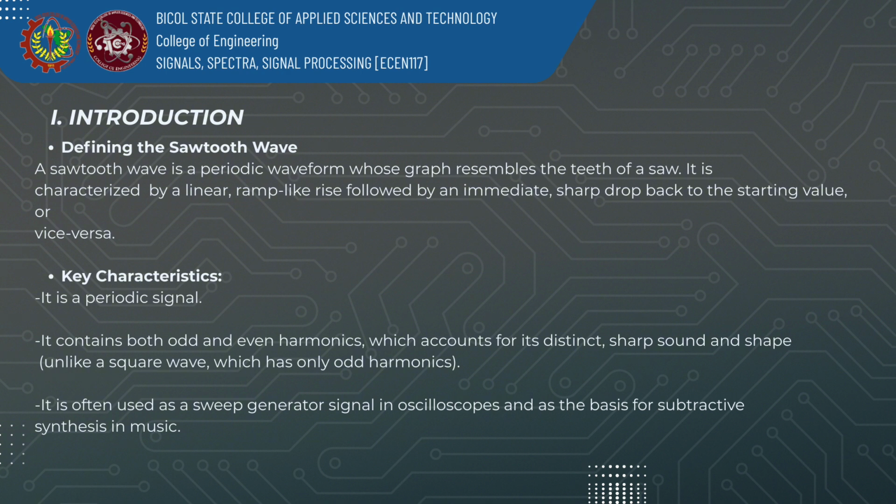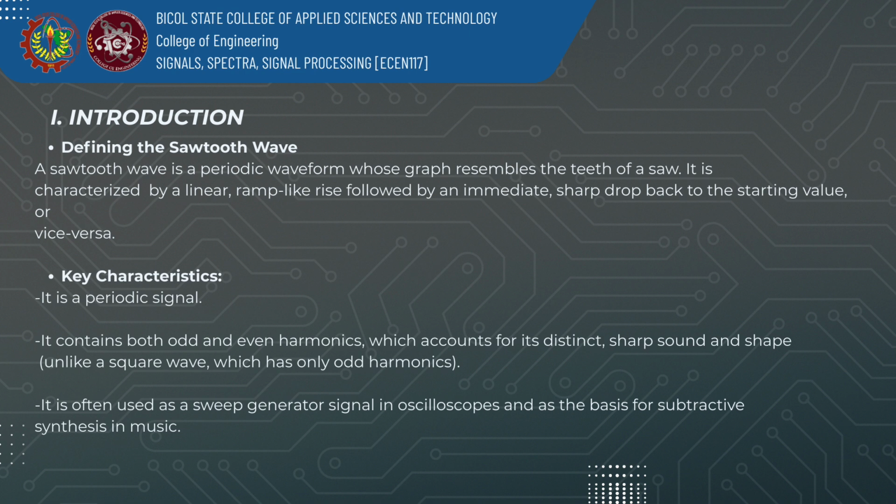Let's define the wave first. A sawtooth wave is a periodic waveform named after its shape resembling the teeth of a saw. It has a linear ramp-like rise followed by a sharp drop. It is distinct because, unlike a square wave, it contains both odd and even harmonics.